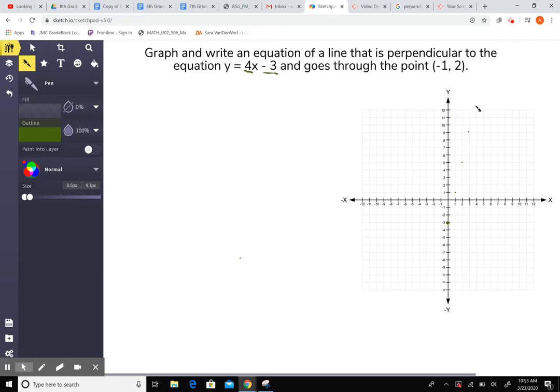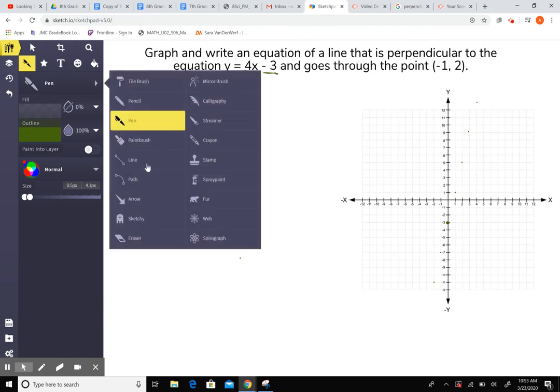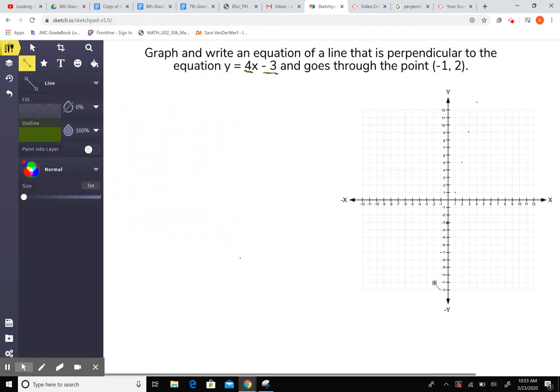The next one looks like it would be up about right here. Or I could go in the other direction: down 4 and then to the left 1. Just to make sure this line is really straight, I'm going to switch to the line tool and connect from there all the way through, and that should pretty much go through all the points I plotted. If they were exact, it would be perfect, but I'm not exact. There we go.